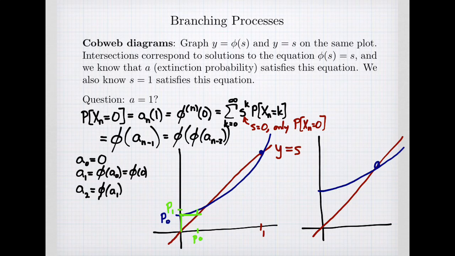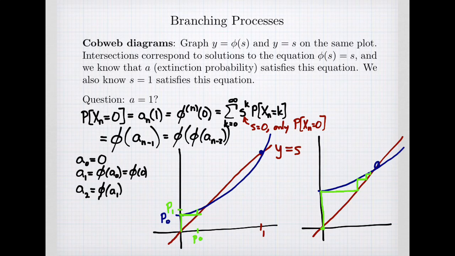Well, I can't see it very well in that picture, so let's go to the other one. At generation 1, the probability is P0. At generation 2, at generation 3, and 4, I just steadily march up the way. And because I'm increasing, I always have to be going up, and I can't ever cross that first root.